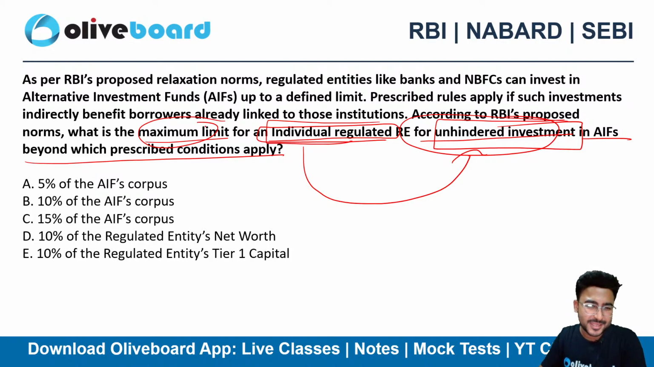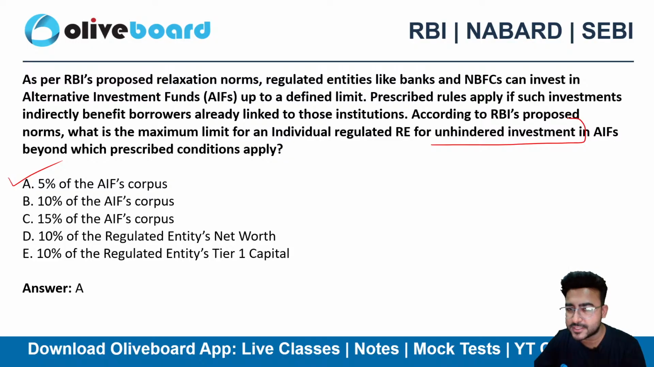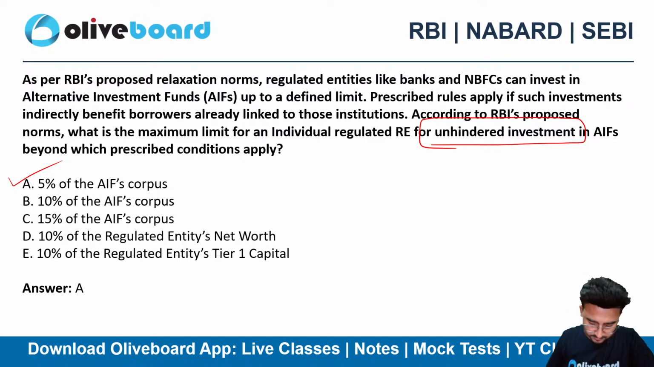That's why I have written here maximum limit, and I have clearly written individual regulated entity just to confuse you guys. The correct choice here is option A, 5% of the AIF corpus, because they have asked for unhindered investment, unrestricted investment. Okay, let's move ahead.